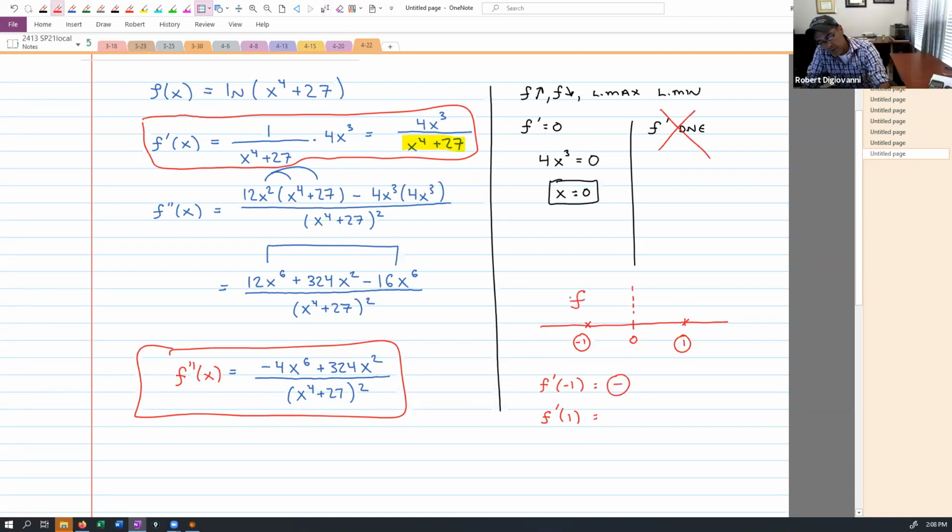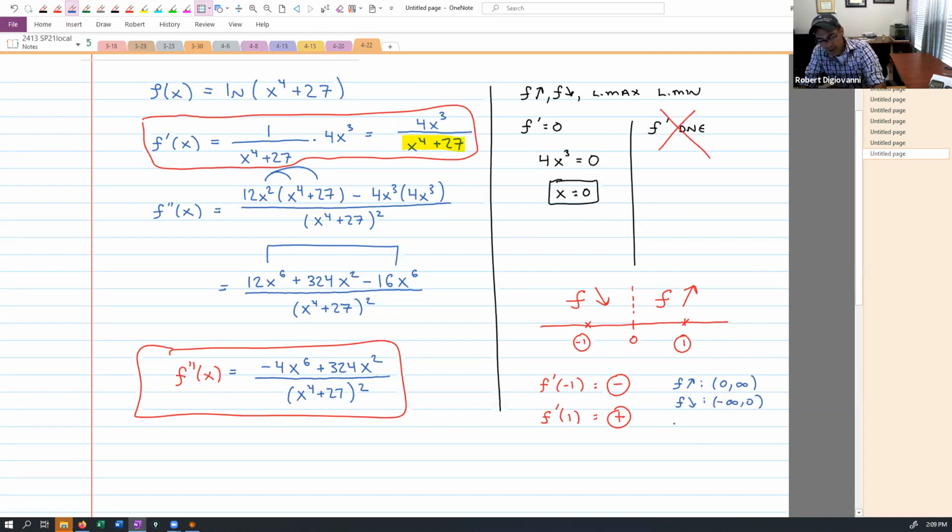So that means my original function goes down. And then when I plug in 1 into here, I get 4 on top, and we already know the bottom's positive, so we're going to get positive there. So the function goes up. I can answer the question now. The function goes up from 0 to infinity. The function goes down from -infinity to 0.